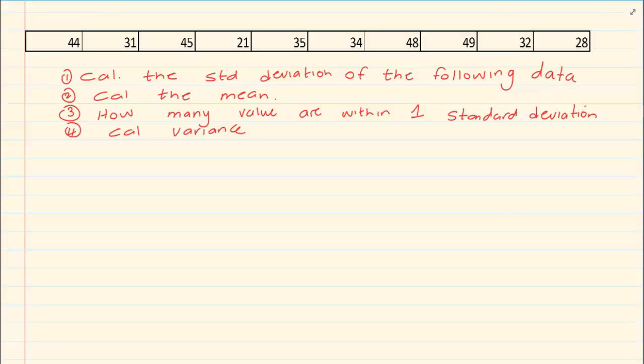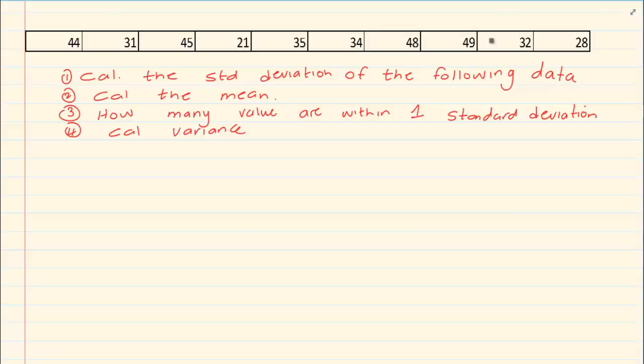Under the X column, you're going to press 44 equals, 31 equals. So I'm pressing all the data that I have. 45 equal, 21 equal, 35 equal, 34 equal, 48 equals, 49 equal, 32 equal, 28 equal. If you look on the left hand side, you will see numbers counting down. Here it stops at 10, and if you count 1, 2, 3, 4, 5, 6, 7, 8, 9, 10, we have 10 data, which means we've entered in all the data.